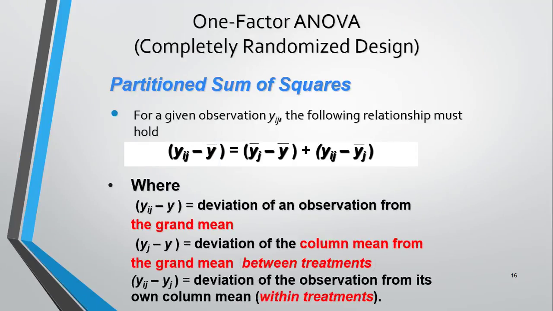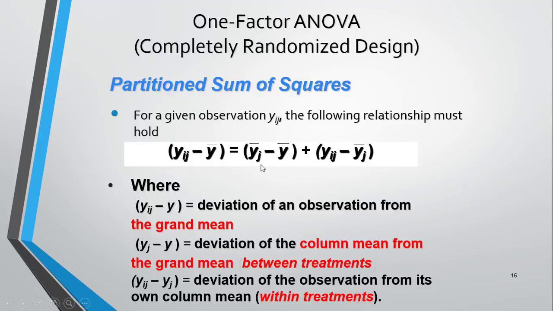To analyze this, we need to partition the sum of squares. For a given observation Yij, the following relationship must hold true: Yij minus Y bar equals Yj bar minus Y bar plus Yij minus Yj bar. What do they mean? Y bar is the overall grand mean of the dependent variable. Yij is the individual observation. So the difference between the individual observation and the overall mean can be rewritten as these two.